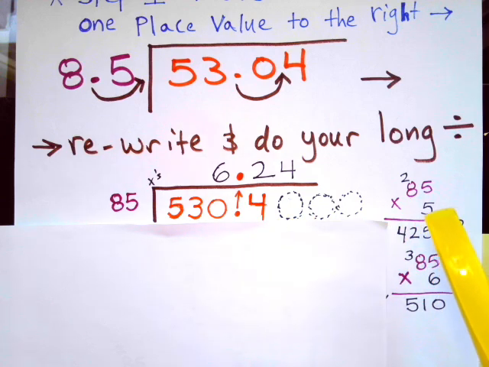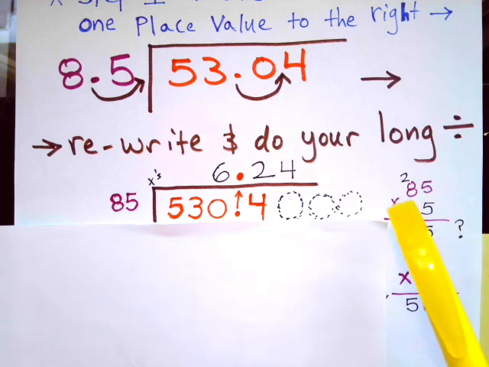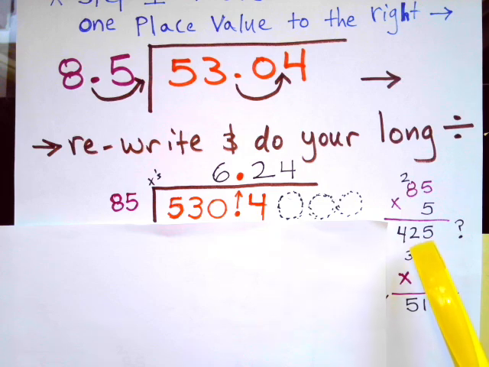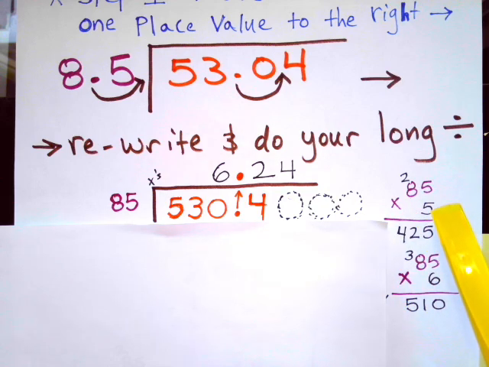So I started with a friendly number, 5. I multiplied 85 times 5. 5 times 5 is 25. I put the 5 here. I carry the 2. 5 times 8 is 40, plus 2 is 42, so 425. That fits the criteria. I did not go over 530. I'm under 530, but let's see if there's a bigger number than 5.